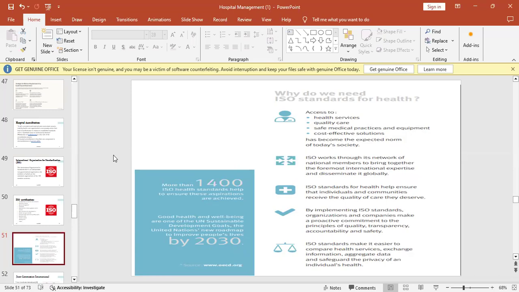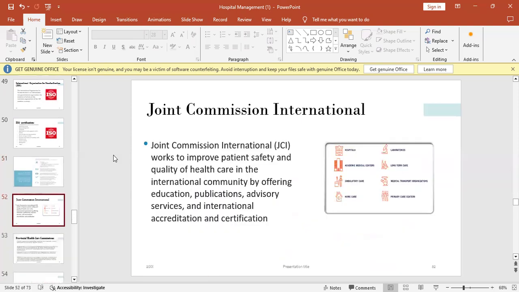By implementing ISO standards, organizations and companies make a proactive commitment to the principles of quality, transparency, accountability, and safety. ISO standards make it easier to compare health services, exchange information, aggregate data, and safeguard the privacy of the individual's health. Joint Commission International works to improve patient safety and quality of healthcare in the international community by offering education, publications, advisory services, and international accreditation and certification.